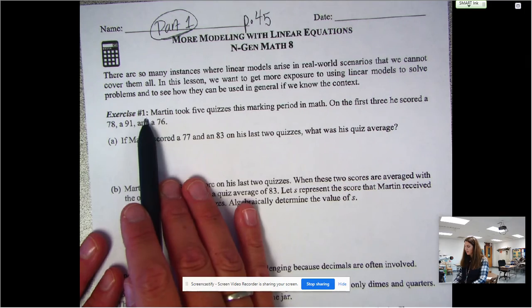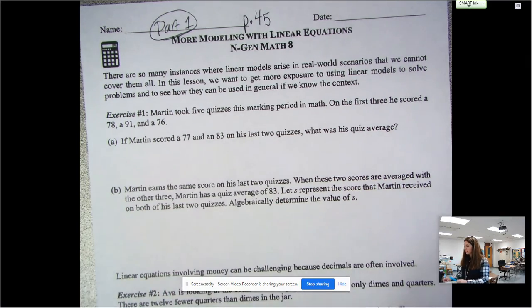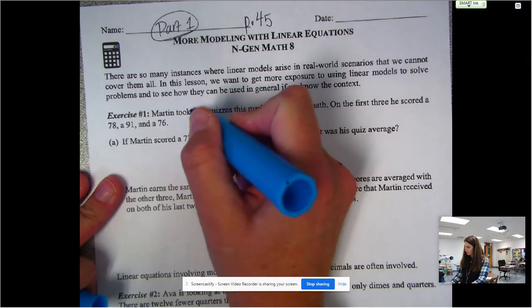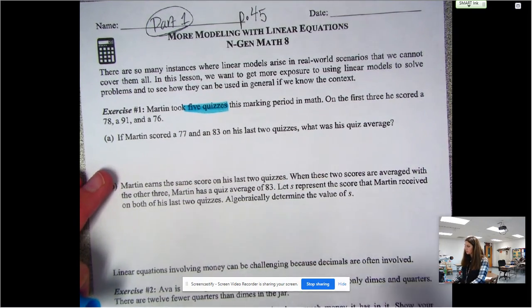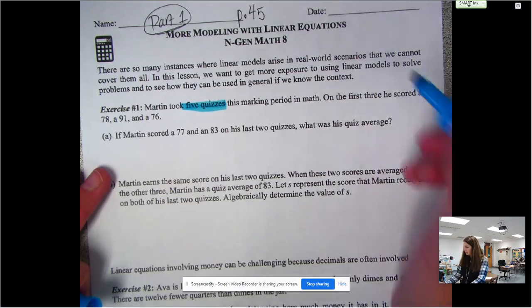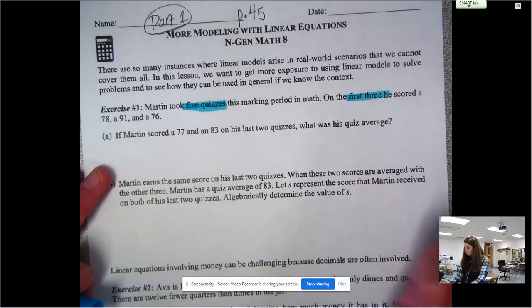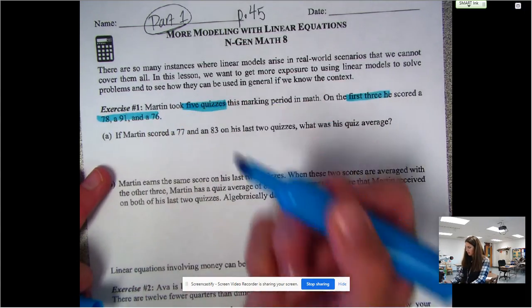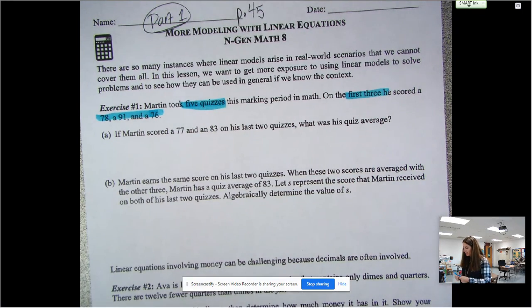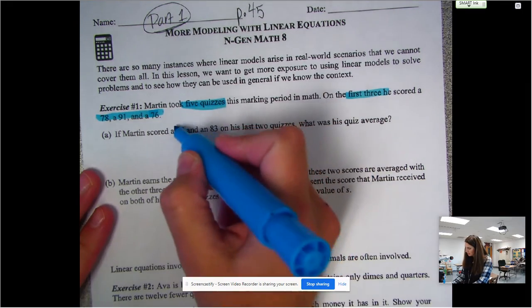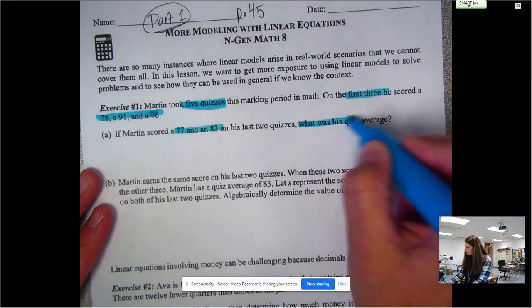Exercise number 1. Martin took 5 quizzes this marking period in math. I'm going to use my blue highlighter. 5 quizzes in math. On the first 3, he scored a 78, a 91, and a 76. If Martin scored a 77 and an 83 on his last 2 quizzes, what was his quiz average?